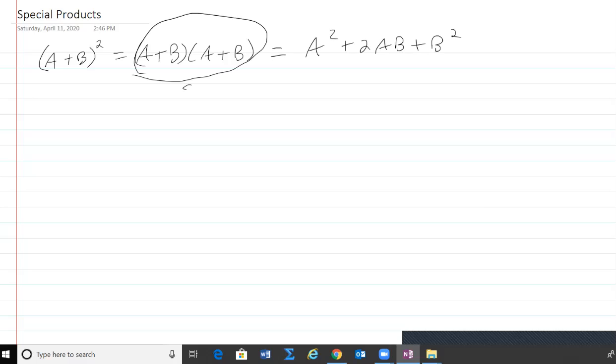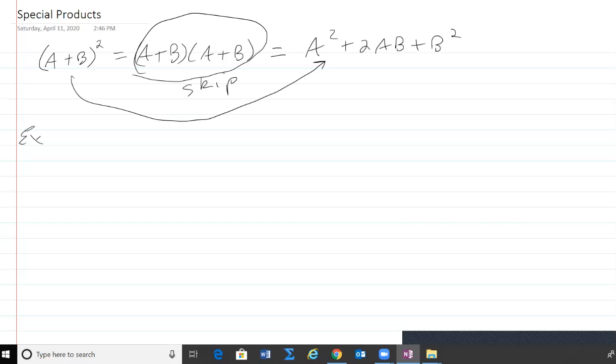a binomial squared, which is the same thing as a plus b times a plus b, so either one of these will always end up being equal to a squared plus 2ab plus b squared. Okay, so how is this used? Well, it means we can skip this. Okay, we skip it and go right from here to here.